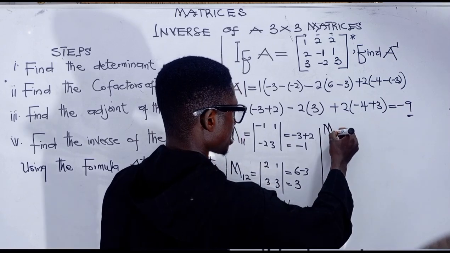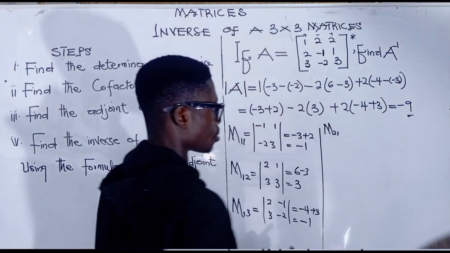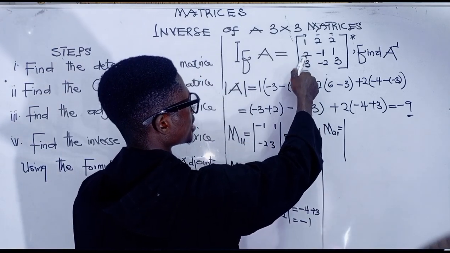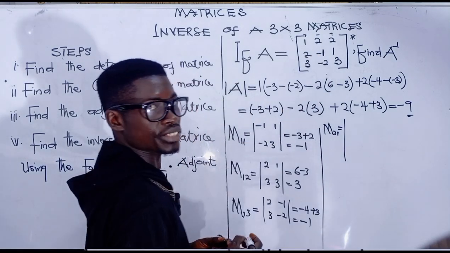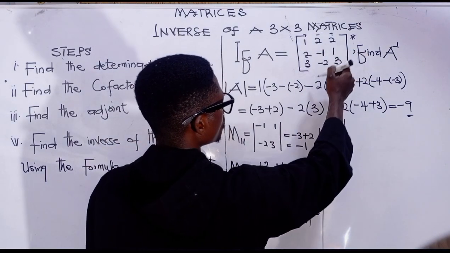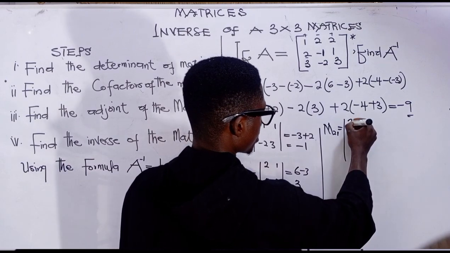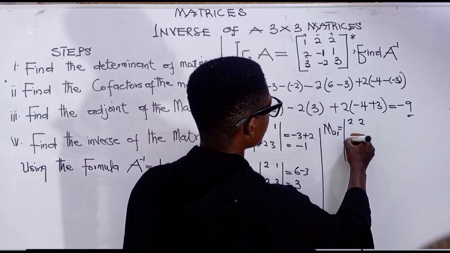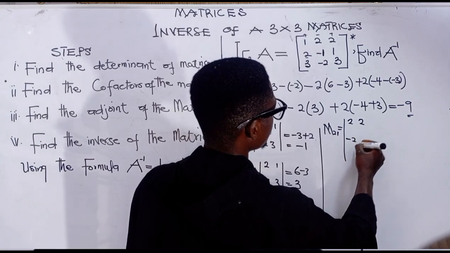So then we move on to the minor of the second row and the first column. So we are talking about this entry. So we are going to collapse the first column and the second row. So we'll be left with 2, 2, and then negative 2, and then 3.